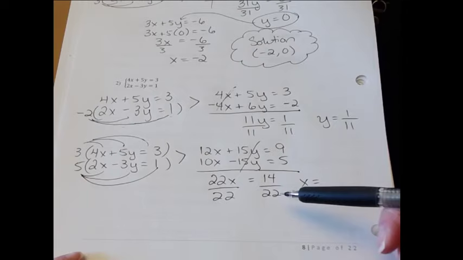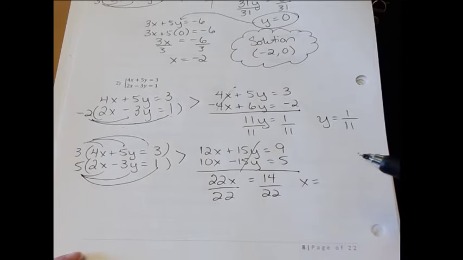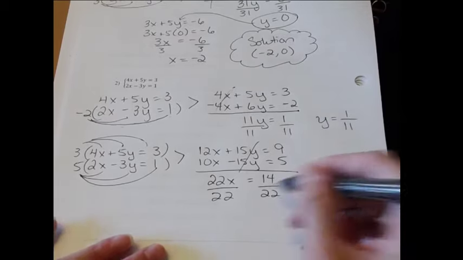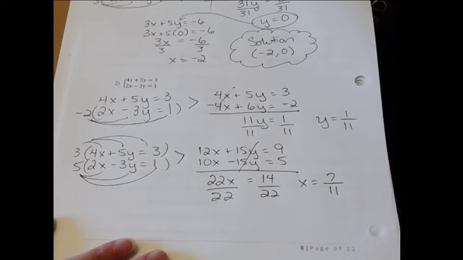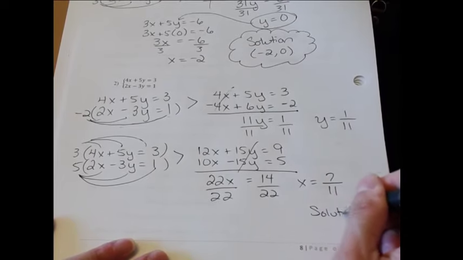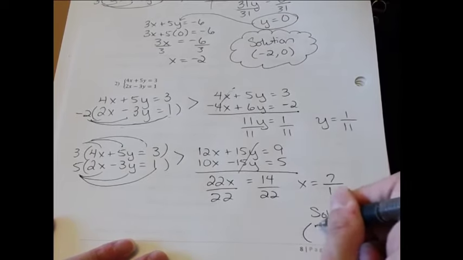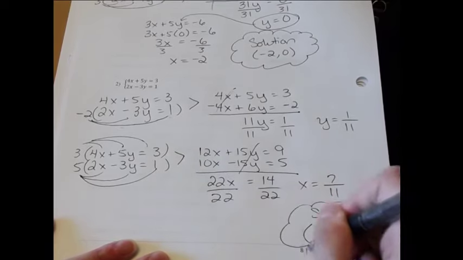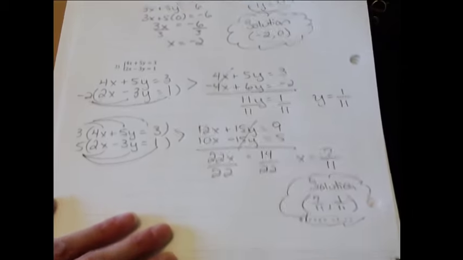In order to reduce this, I'm going to divide both the numerator and the denominator by 2. 14 divided by 2 is 7. 22 divided by 2 is 11. So my solution is 7 over 11, comma, 1 over 11. That's your answer.